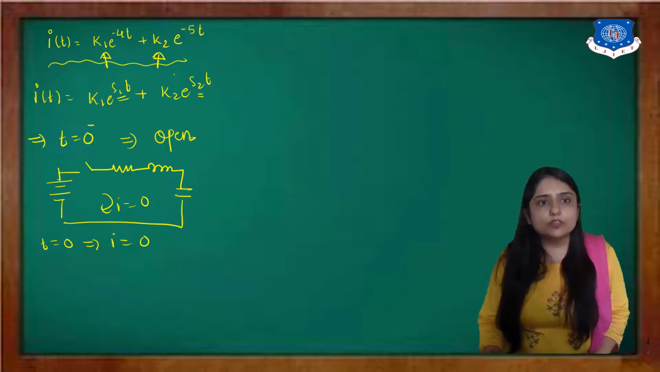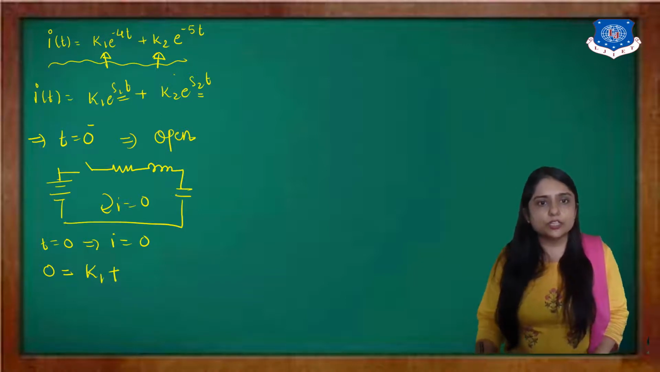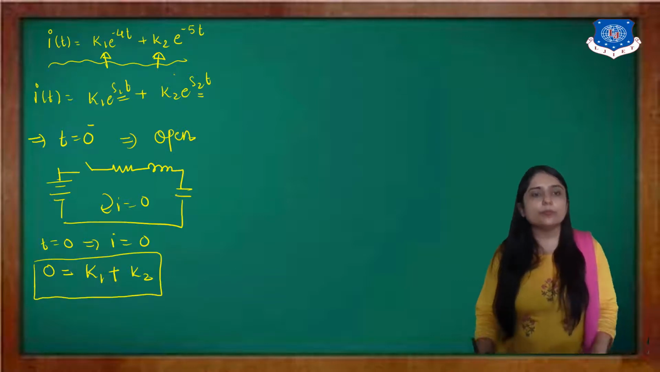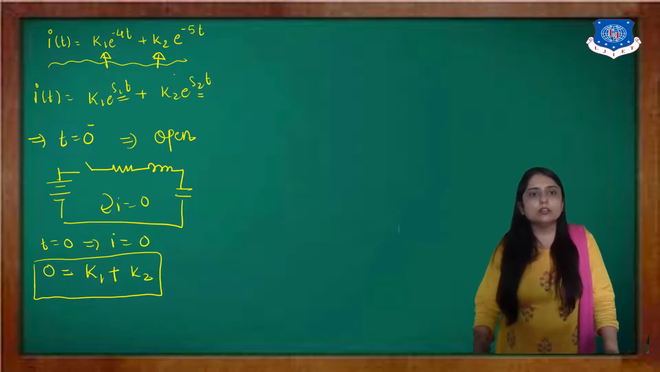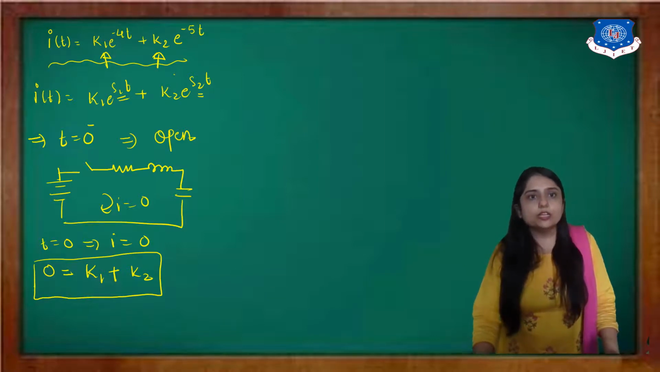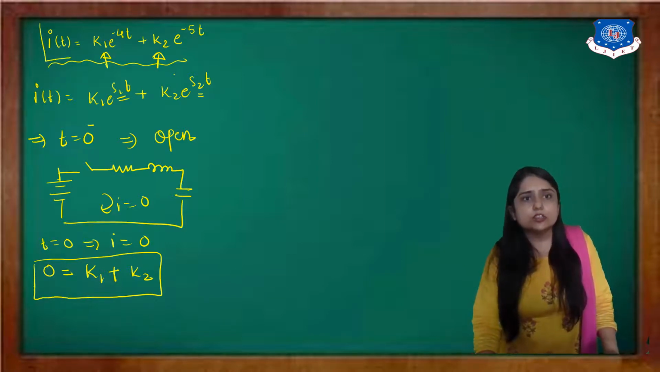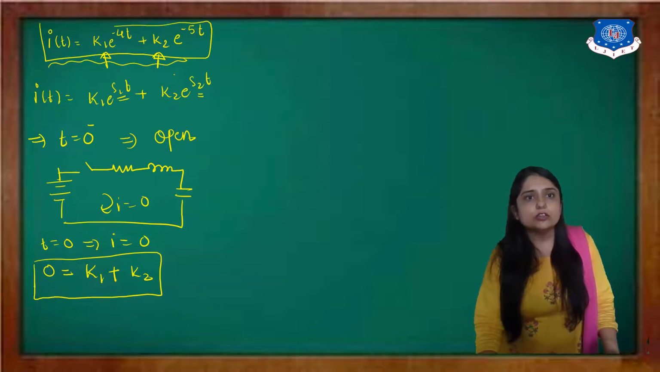So in the place of i(t), that is 0. Then here, if you substitute 0, e raised to 0 becomes 1. So it's k1 plus, here if you substitute 0, it becomes 1. So k1 plus k2 equals 0. Yes, this solution is known as a general solution.